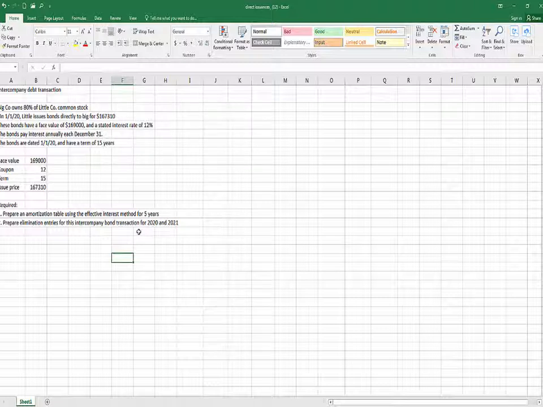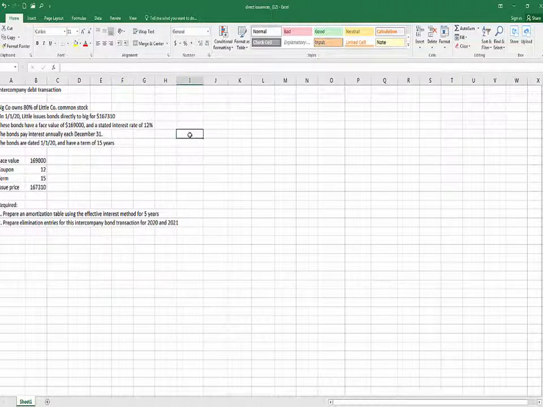Okay, Big Company owns 80% of Little Company common stock. On January 1st, 2020, Little issues bonds directly to Big for $167,310. These bonds have a face value of $169,000 and a stated or coupon interest rate of 12%. The bonds pay interest annually each December 31st. Bonds are dated January 1st, 2020 and have a term of 15 years. Required: prepare an amortization table using the effective interest method for 5 years and prepare elimination entries for this intercompany bond transaction for the first 2 years.